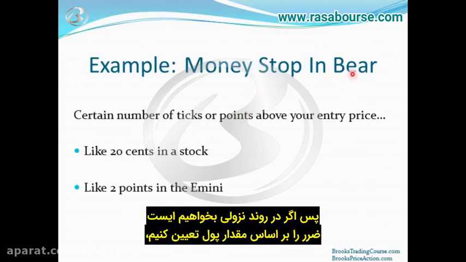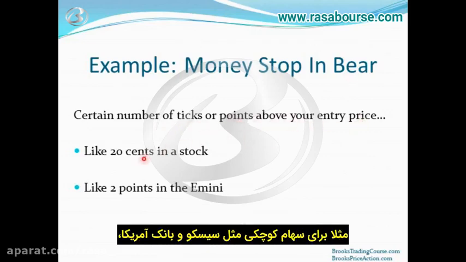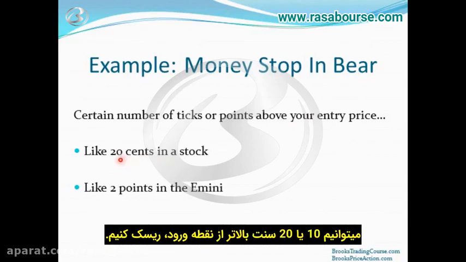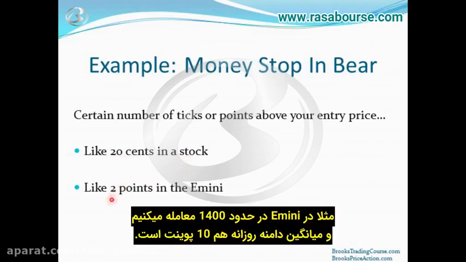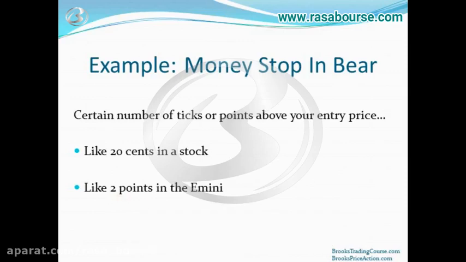So for a money stop in a bear trend, you want to risk a certain number of ticks or points above your entry price. So for a small price stock like Cisco or Bank of America, maybe you want to risk 10 or 20 cents from your entry price. And the E-mini, with the E-mini trading around, let's say 1400 or so, and the average daily range of about 10 points or so, you might want to risk 2 points.